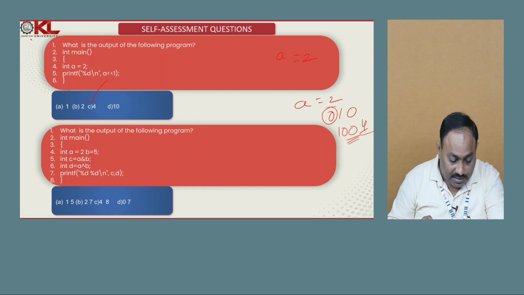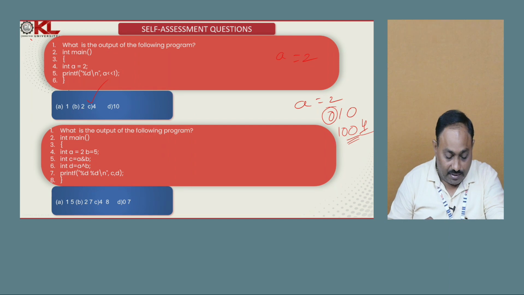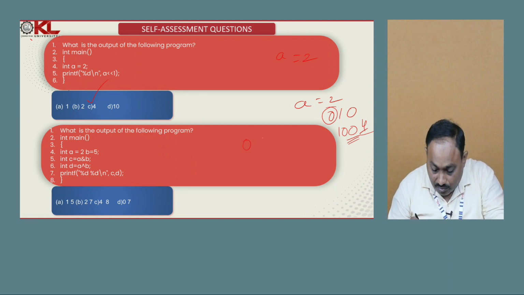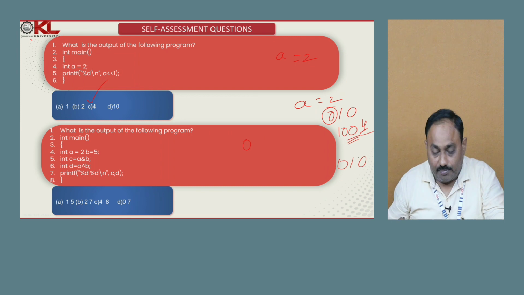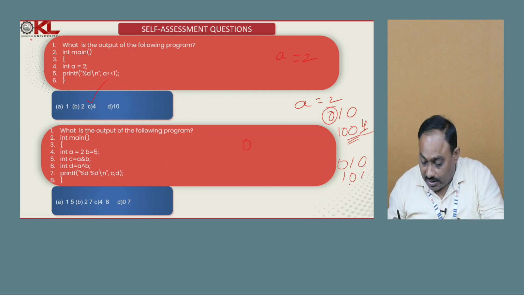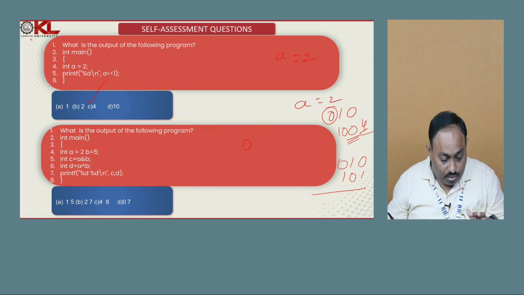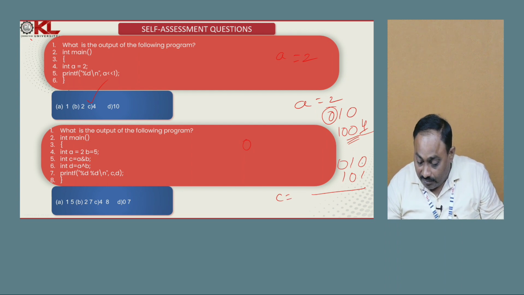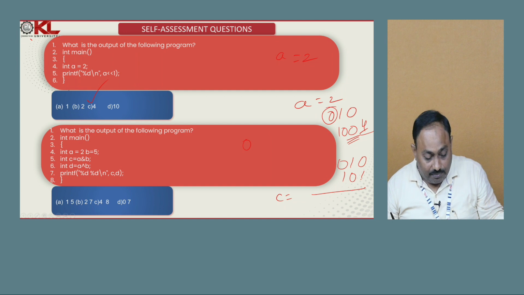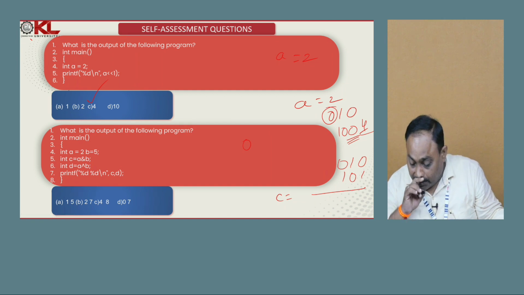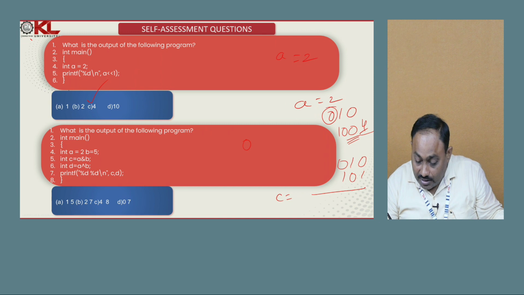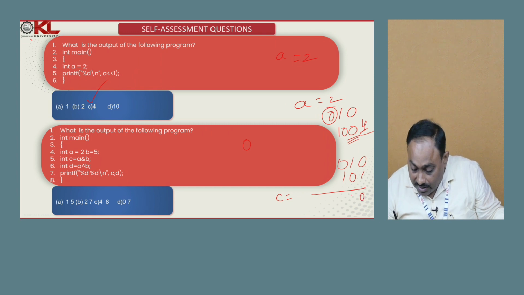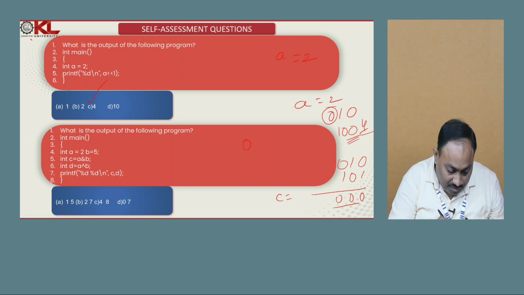Now let us take a is 2 and b is 5. A is 2 means again 0 1 0 and 5 means here 1 0 1. This is the binary equivalent. Now I want to do c equal to a bitwise and b. Bitwise and means if both bits are 1 then only the resultant bit is 1, otherwise the resultant bit is 0. Now perform the bitwise and: 0 and 1 is 0, 1 and 0 is 0, 0 and 1 is 0. So the result is that C will be 0.